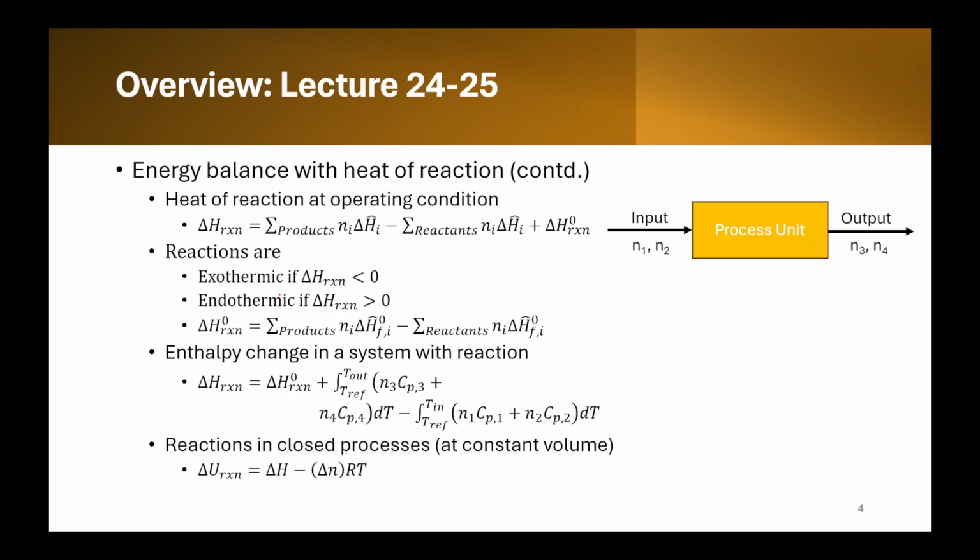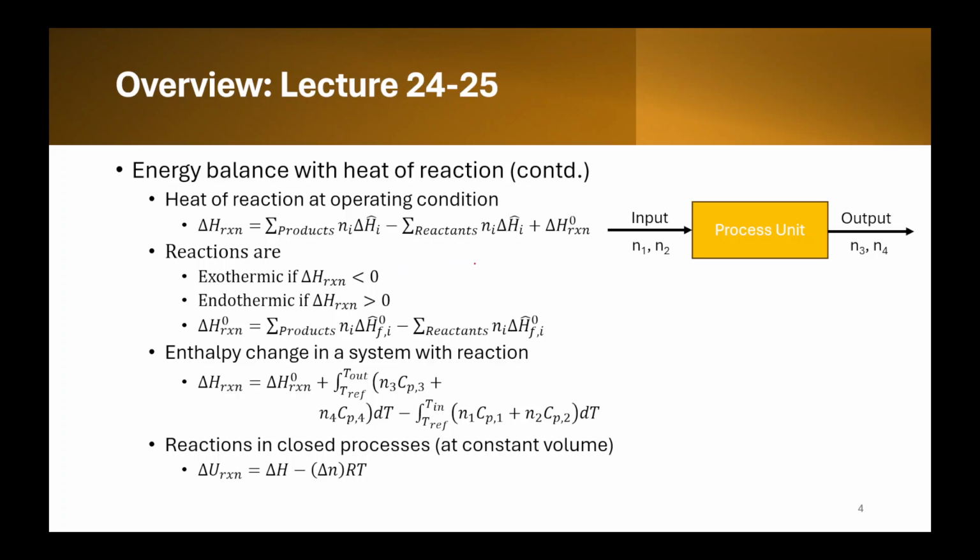if that is the case, the heat of reaction at that condition will be, suppose you know the enthalpy of the products and reactants at that temperature, the difference of that for products and reactants along with the stoichiometric coefficient, and you add the standard heat of reaction to that. Reactions are exothermic if the delta H of reaction is less than 0, and endothermic if delta H of reaction is greater than 0. So it is the change in enthalpy basically.